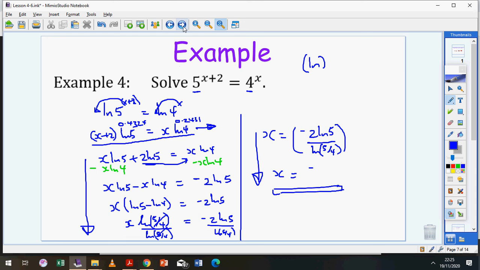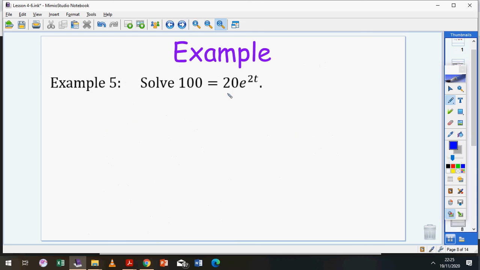Solve this: 100 equals 20 e to the power 2t. Every time you see an equation like this, you see an e to the power 2t, you know you're going to have to get rid of that e to the power 2t. And the only way to get rid of that is to introduce a natural logarithm. So first steps first, I need to get rid of the 20. I'm going to do that by dividing both sides by 20. So I'll have 5 here equals e to the power 2t.